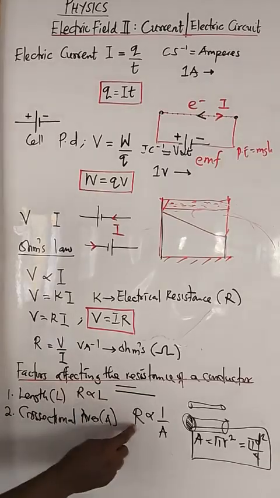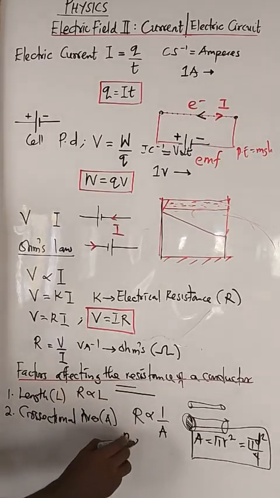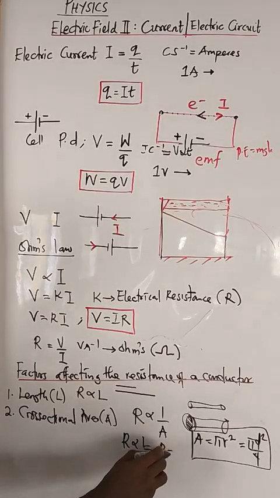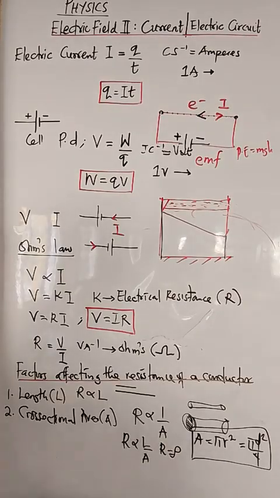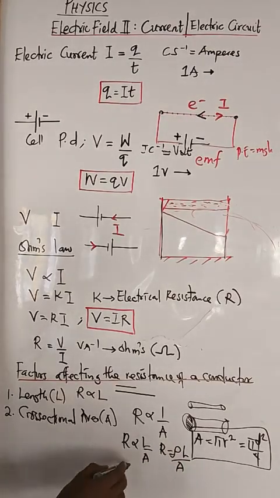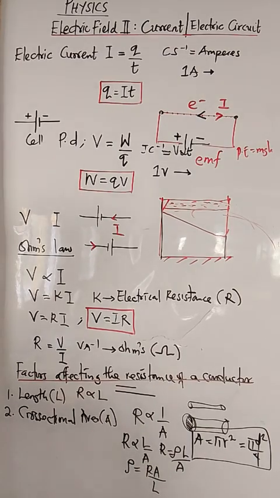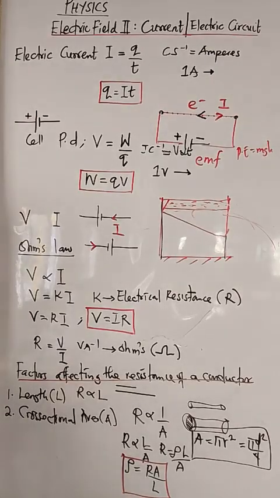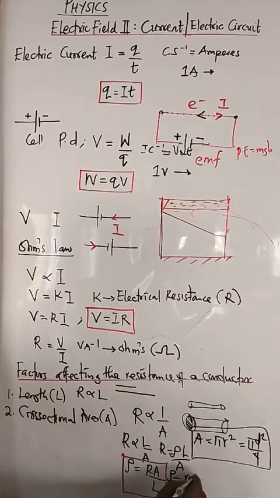So if we combine this together, it means resistance is proportional to length, inversely to area. Then R equals a constant comes in, symbol rho. If you make rho the subject, rho equals RA over L. So that rho is a constant. Every material has a constant value for rho, and that rho stands for what we call resistivity.